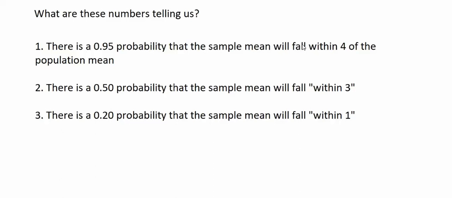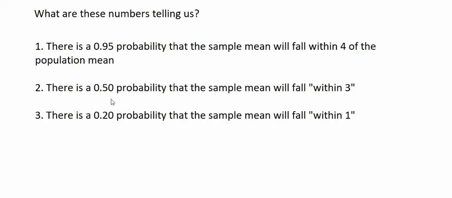In other words, I have a 0.95 probability of getting a sample mean somewhere between 4 below and 4 above the mean age of the city, which is something I don't know. It's an unknown number. The 50% margin of error came out to 3, and that's telling me that when I take my random sample, I have a 0.50 probability, or a 50% chance, of getting a sample mean somewhere within 3 of the population mean. In other words, I have a 0.50 probability of getting a sample mean somewhere between 3 below and 3 above the mean of the city.